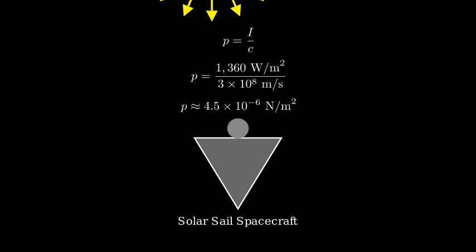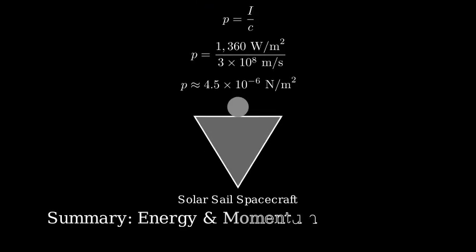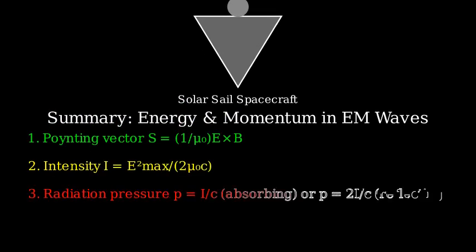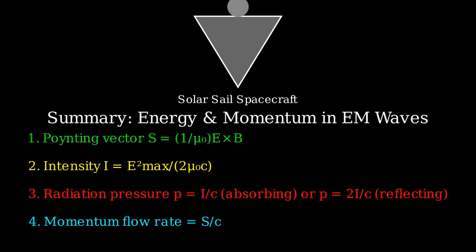To summarize what we've learned about energy and momentum in electromagnetic waves. 1. The Poynting vector S describes the energy flow rate in an electromagnetic wave. It points in the direction of wave propagation and is perpendicular to both the electric and magnetic fields. 2. The intensity of an electromagnetic wave is the time-averaged magnitude of the Poynting vector and can be expressed in terms of the maximum electric field.